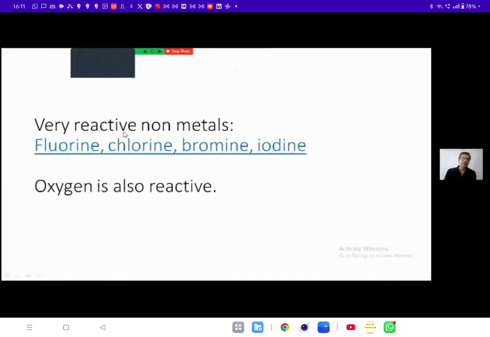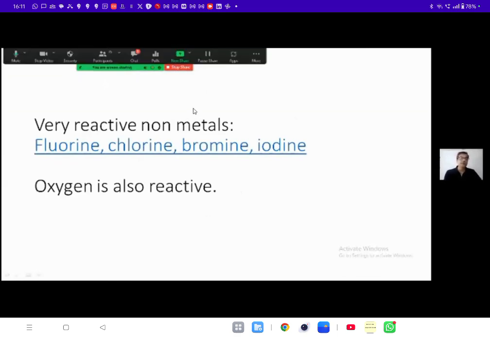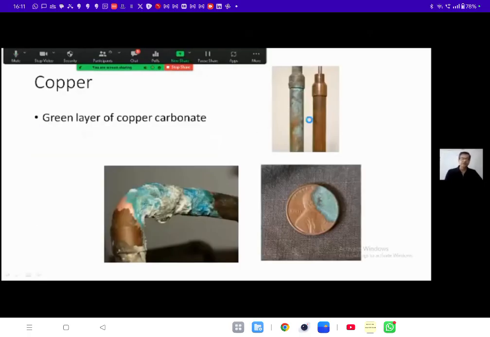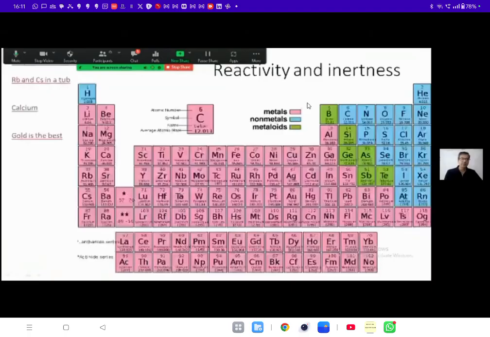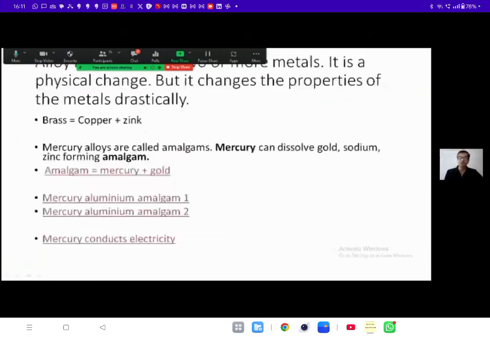Now, like there are very reactive metals, lithium, sodium, potassium, there are very reactive non-metals. And one symmetry is that if you see the periodic table, all very reactive metals sit in the first column: lithium, sodium, potassium, rubidium, cesium. All very reactive non-metals sit in the last column: fluorine, chlorine, bromine, iodine. These are all very reactive. Let us study them quickly.